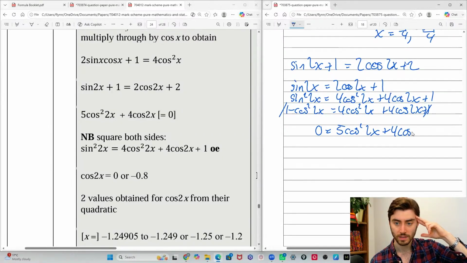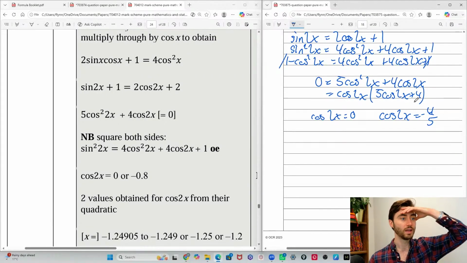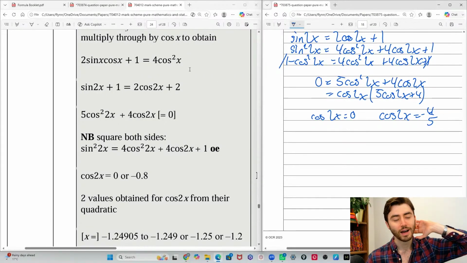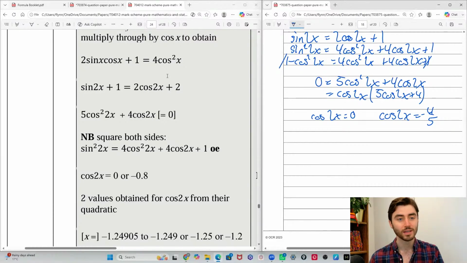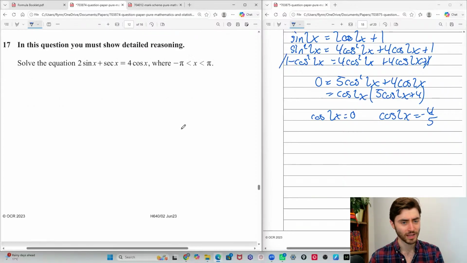I've never used this technique before, but the point is you can take a cos 2x out and be left with a 5 cos 2x plus 4, which either means that cos 2x is equal to 0, which you can solve for, or cos 2x is minus 4/5, which you can solve for. Wild. I have never seen such an interesting trig question, and it looks so simple. I'm going to hold on to that one. Not going to forget that one in a hurry.